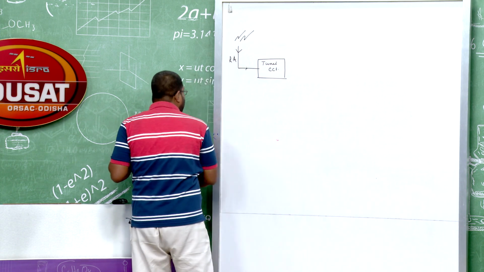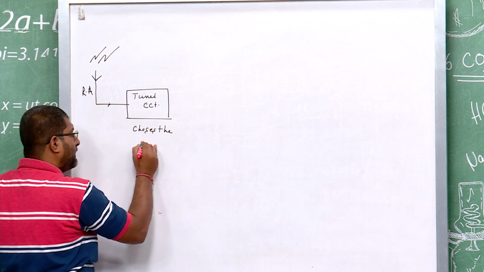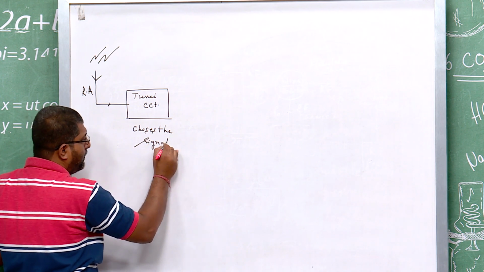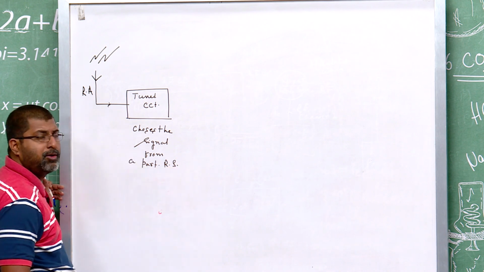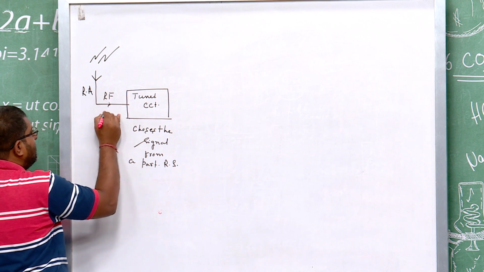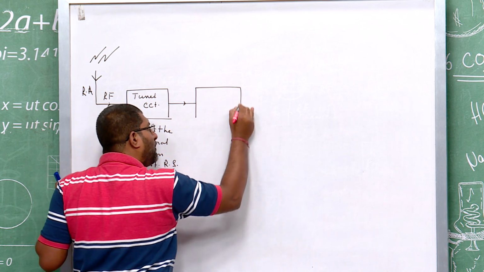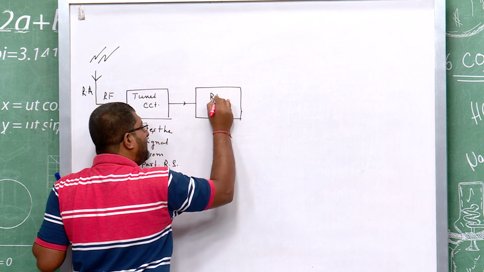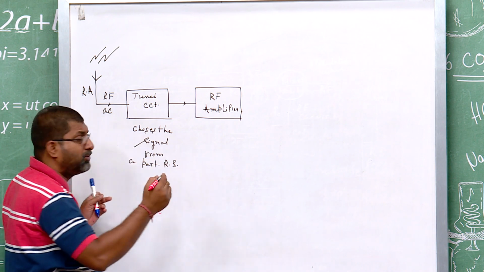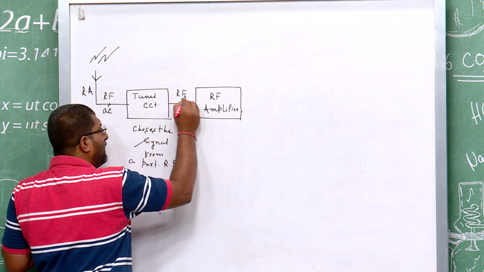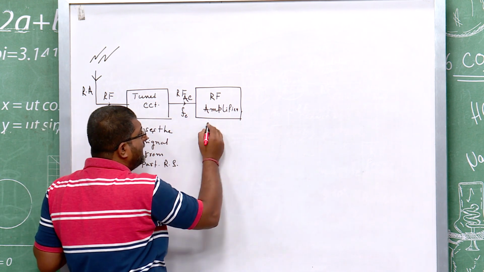So, a tuned circuit basically chooses the signal from a particular radio station. Here there is your RF AC, it is fed to a tuned circuit. Now, a particular signal is chosen, and this is fed to an RF amplifier. Why? Because by travelling such a large distance, the strength of the signal is weakened. Due to that reason, this RF AC, which has a frequency Fc, is fed to an RF amplifier where the strength of the signal is enhanced.